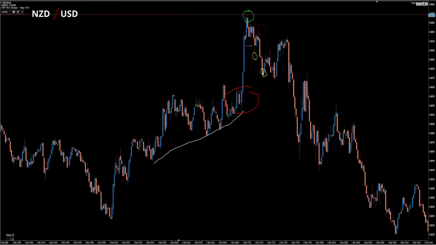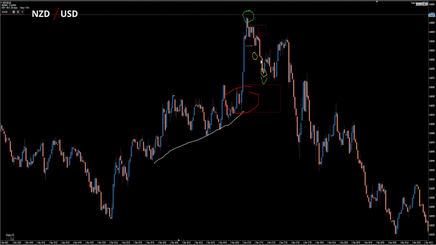And after this lower low is created, we can start looking for sells, especially if price hasn't touched this decision point yet, or this demand, which means that we still have space. And in this case, we know that price wants to touch this level, even if it wants to carry on to the upside and create a new higher high.